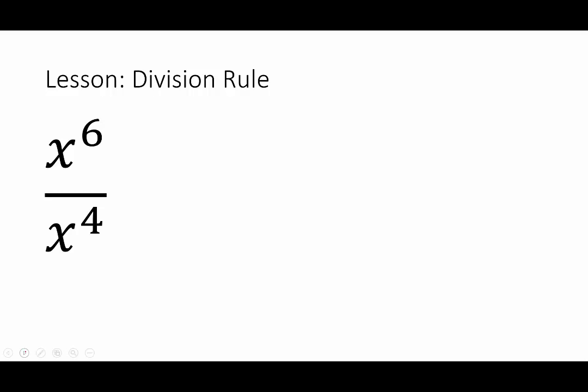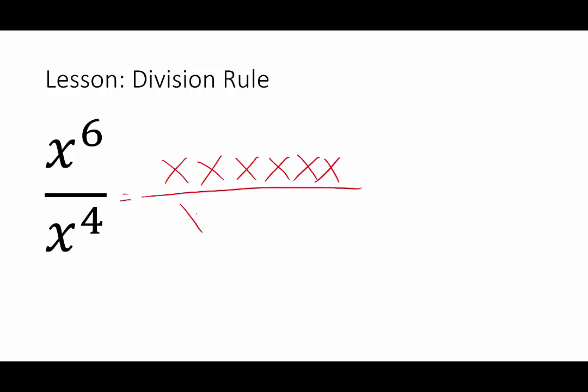Okay, so that's all about the multiplication, and now we're going to move on to some division rules. So let's think about division in this way. Let's list them out like we did before. So this is equal to 6 x's over 4 x's, and I'm going to put them right underneath so I can show you what's going on.